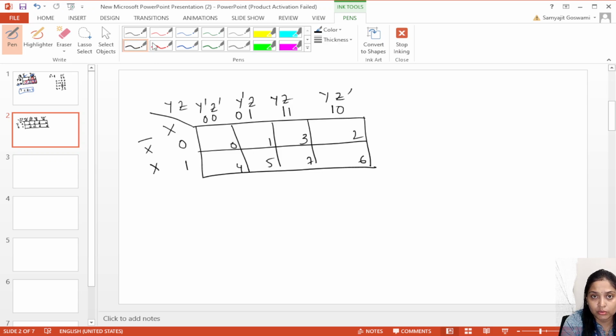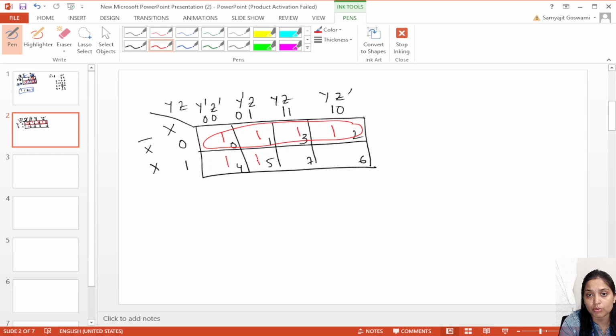Okay, now how many groups can you form? First of all, there are basically two types of group you can form. One is a quad, where four ones will be there, or you can form a pair also. So here if there is 1 1 1 1, you can form a quad in this way.